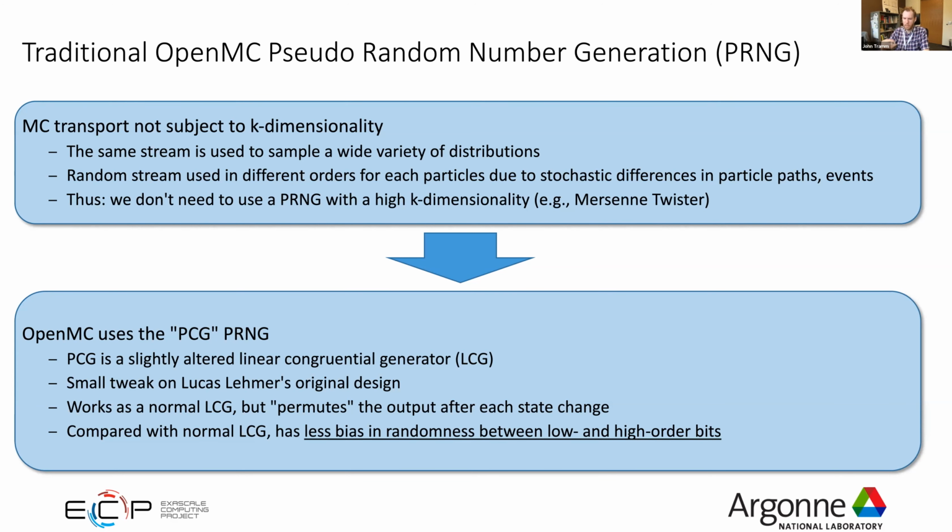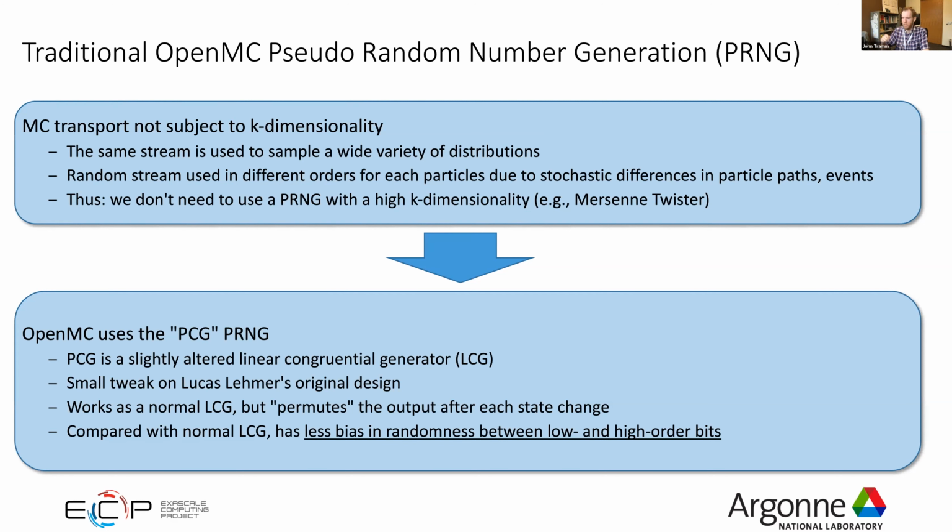And we don't have that because we're using our samples in a lot of different ways. We're sampling how far they're going to travel, which sort of collision is going to happen, the angle. So we use our generation in so many different ways that we're not really subject to these k-dimensionality issues. So we can get by with a very simple generator. We don't need something heavy like Mersenne Twister that guarantees 600-way k-dimensionality. And we use PCG just because it's a slight improvement.